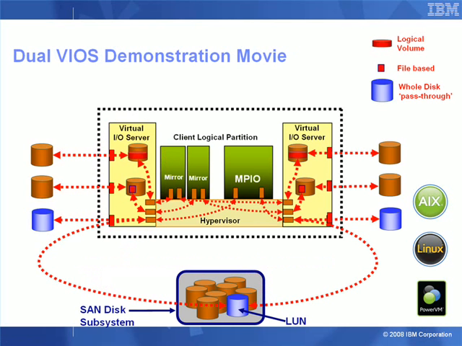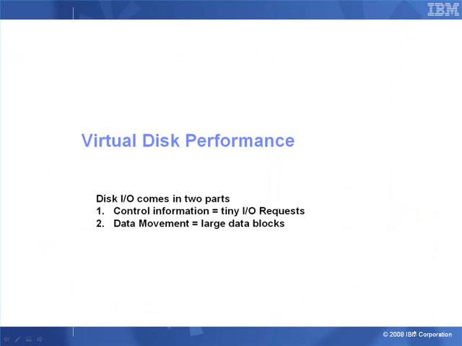In a further movie, we'll demonstrate dual virtual I/O server working, where the clients will either mirror between disks or use multipath I/O when they're referring to a LUN. Now, before we finish this movie, a quick word on the virtual disk performance. Disk I/O comes in two parts. There's the control information, which are tiny I/O requests, literally a few integers in size, and then we have the data movement, where the large data blocks come to and from the disk into memory.